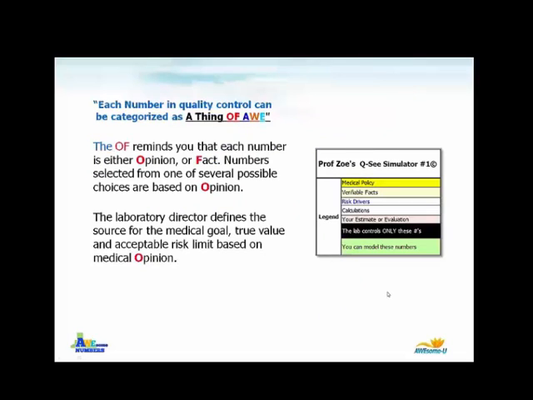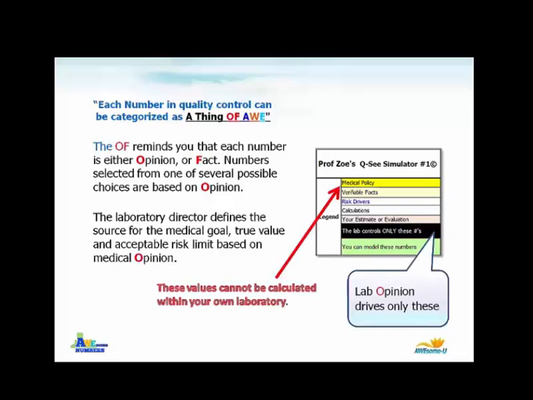Once we go into the simulators, they follow this same principle. A number is a thing of awe. Numbers come from opinion or fact. So if a number is selected from one of several possible choices, that's based on opinion. The lab director defines the source of the medical goal, the true value, and the acceptable risk limit based on medical opinion. You cannot calculate medical opinion.